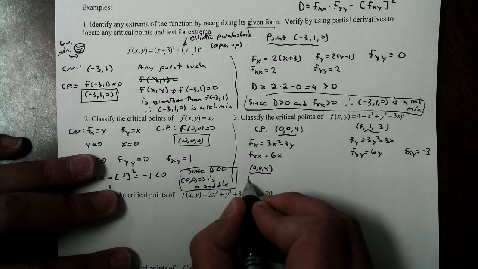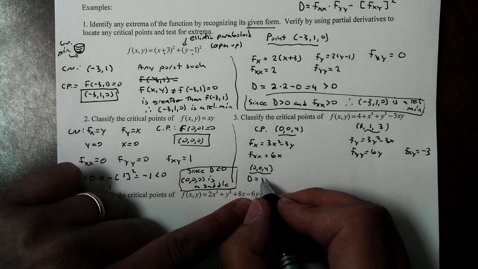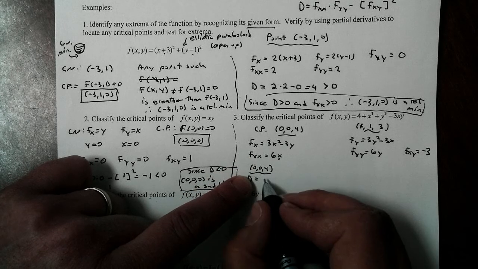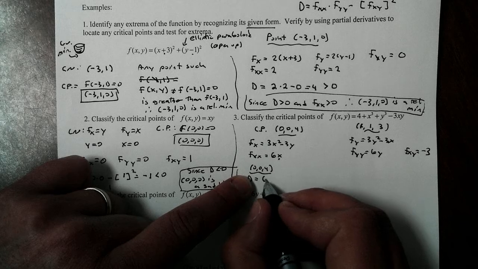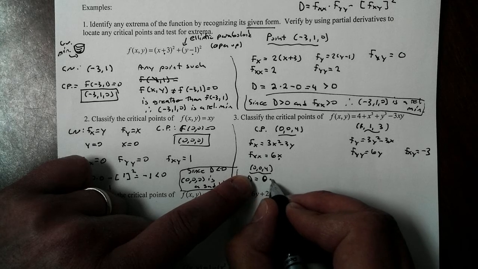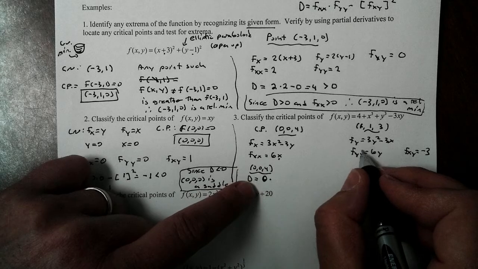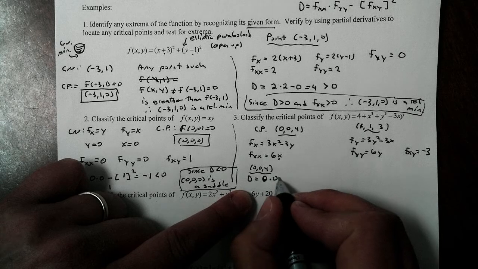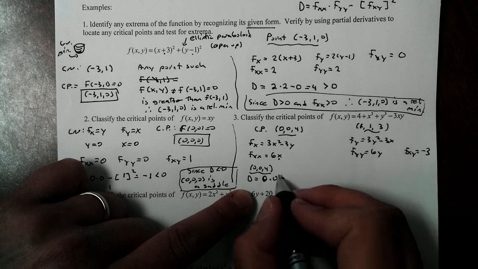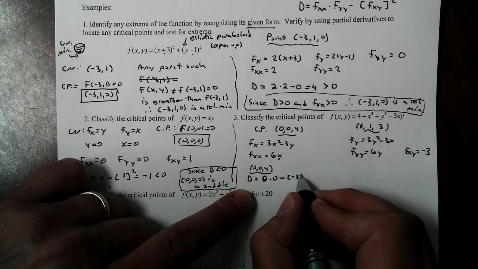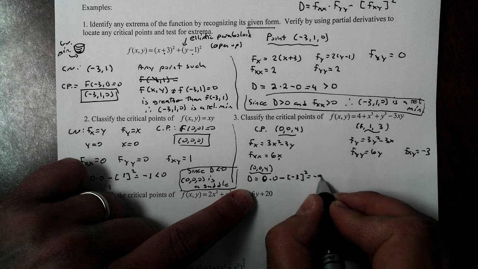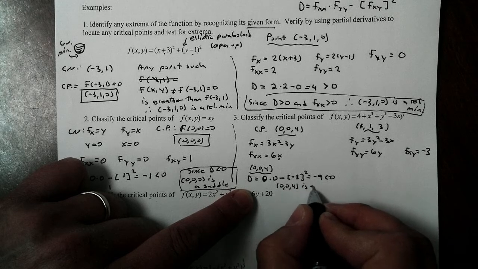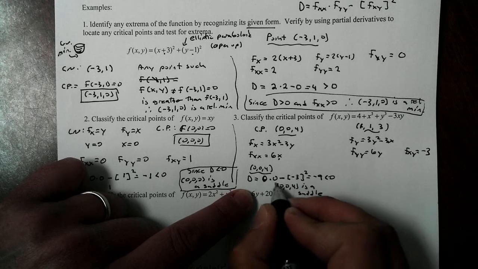Okay? So D would equal, now be very careful, fxx. If I plug x in for 0 here, that becomes 6 times 0, which is 0, times fyy. If I plug y as 0 here, I'm going to get 0, minus fxy squared becomes negative 3 squared, and we get negative 9. That's less than 0. So we know that (0, 0, 4) is a saddle.